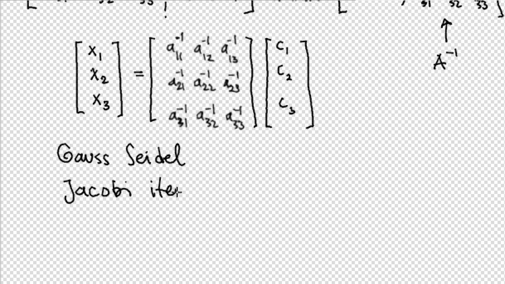Okay, this is the method which I can explain to you. Well, actually I still have Gauss Jordan and Jacobi iteration method. So I still have two methods.